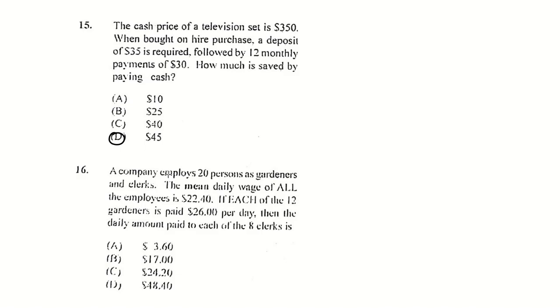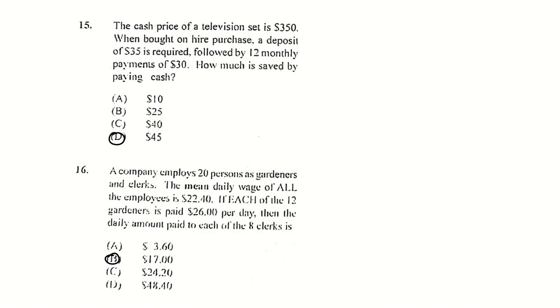The company employs 20 persons as gardeners and clerks. The mean daily wage for all employees was $22.40. If each of the 12 gardeners is paid 26, then the 8 clerks were paid, oh, was it $17? I believe it's $17.